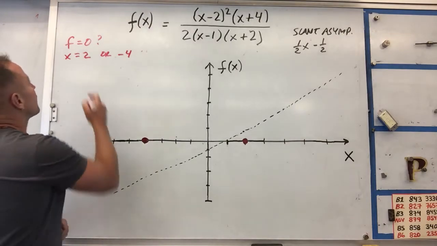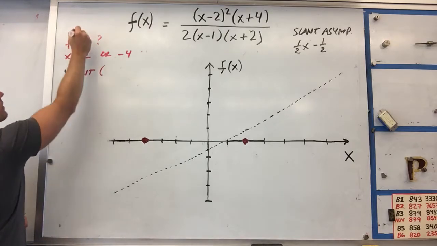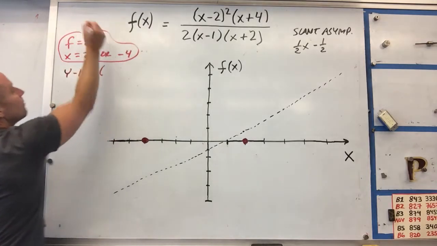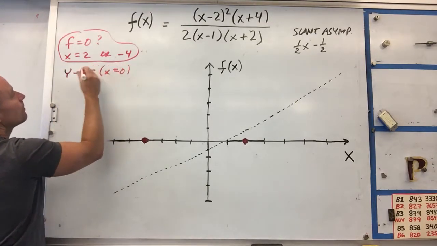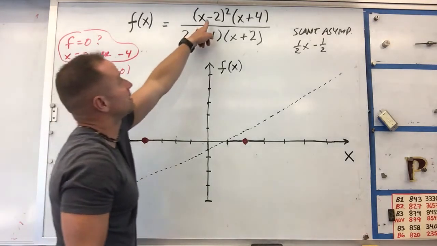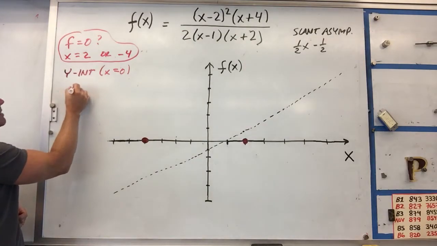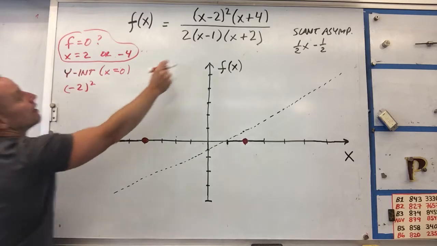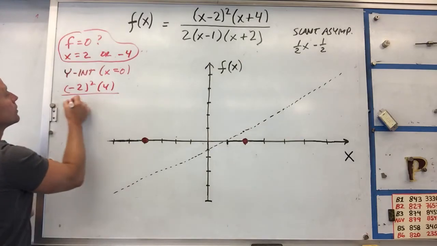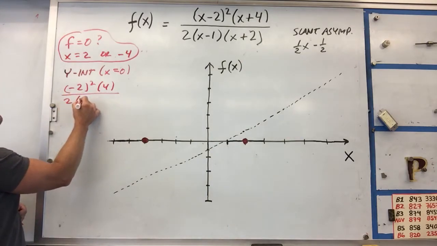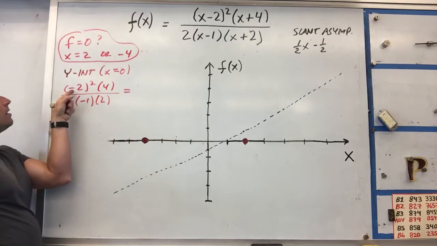So that's one set of points that we have for plotting this beast. The other thing we can do is look for the y-intercept. That's obviously when x equals 0. So what we need to do is just set x equal to 0 in there. And what that would do is give us minus 2 quantity squared times 4, all over 2 times, what is that, minus 1 and 2.